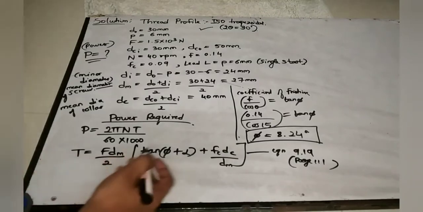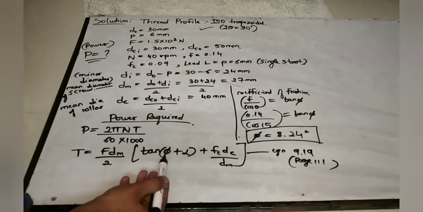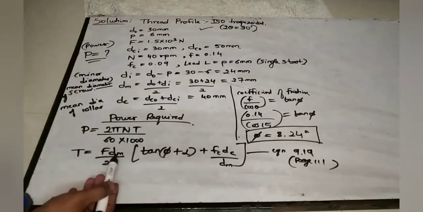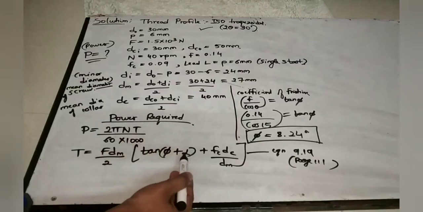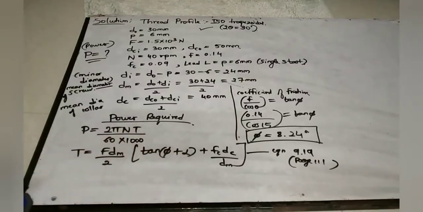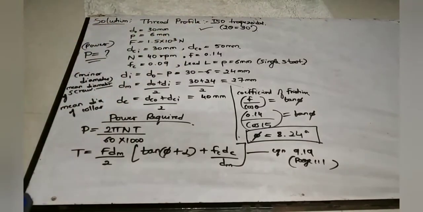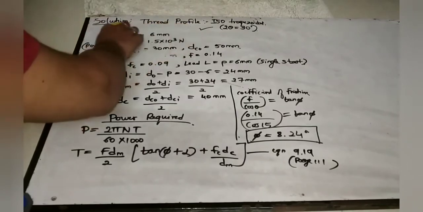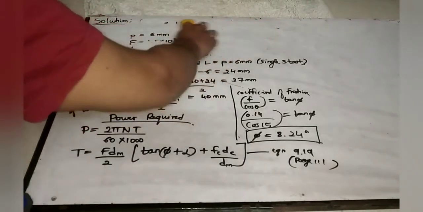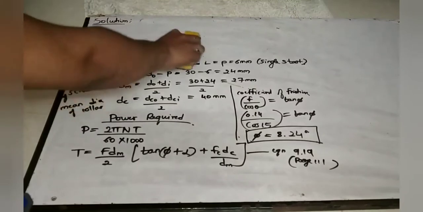So this part also we have found, right? F is known, dm mean diameter is known. What is this alpha? That we'll find now. So let me quickly take this data. Let me make some space over here so that we can do further calculation.